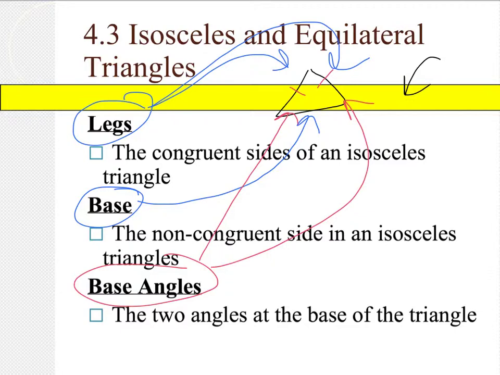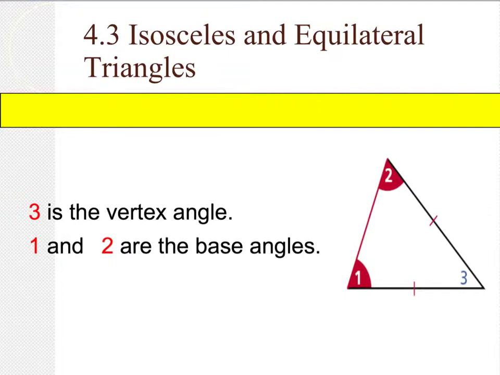Moving on. An isosceles triangle, looking at this, angle 3 is going to be known as our vertex angle. So where those two congruent sides come to a point, that is known as our vertex angle. The other two angles are known as our base angles. We talked about that with base angles. Sweet.